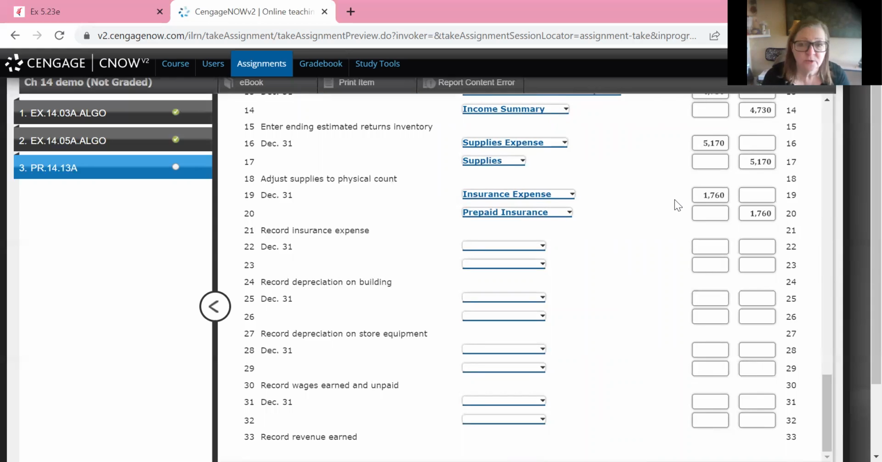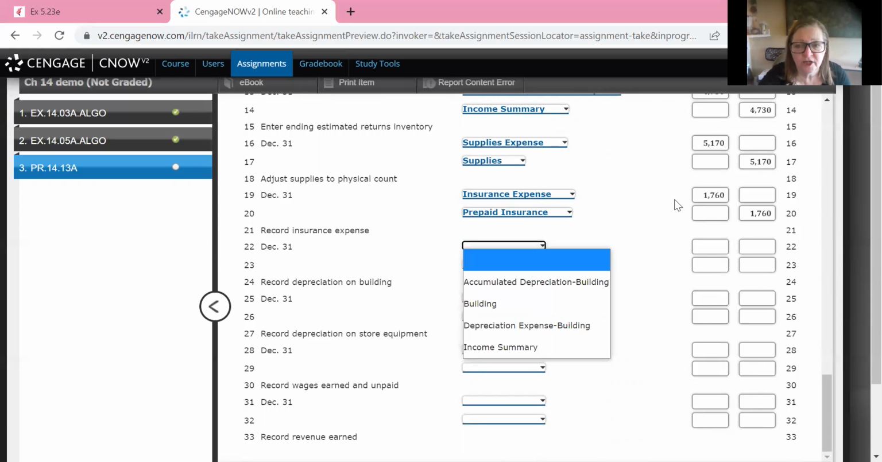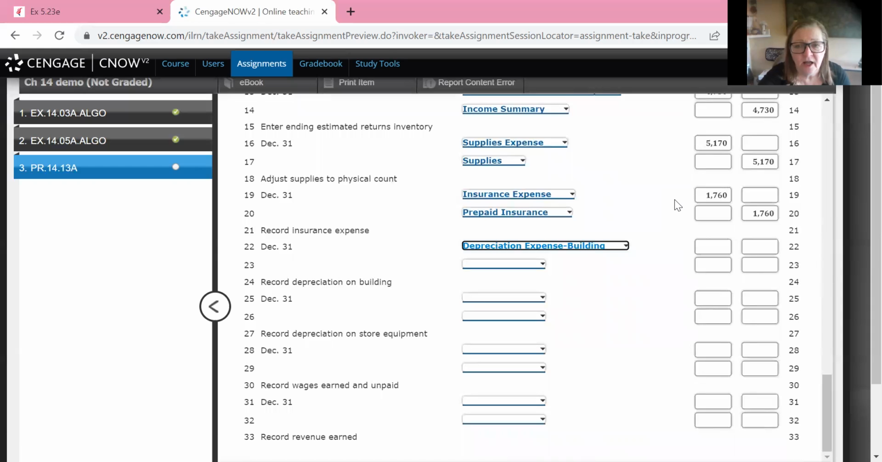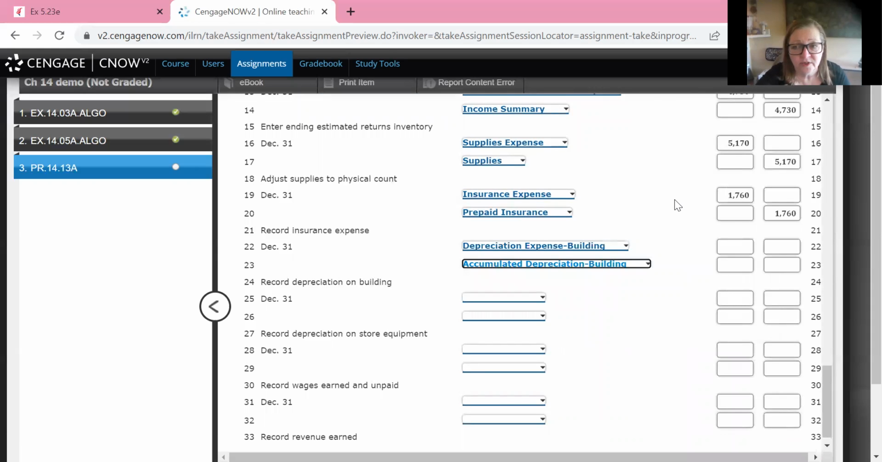All right, the next one, depreciation. Now every year, you take a piece of the asset's cost and you show it as an expense, and that's depreciation. $13,750.